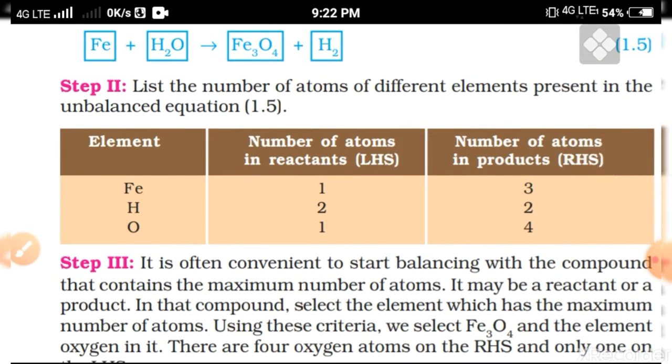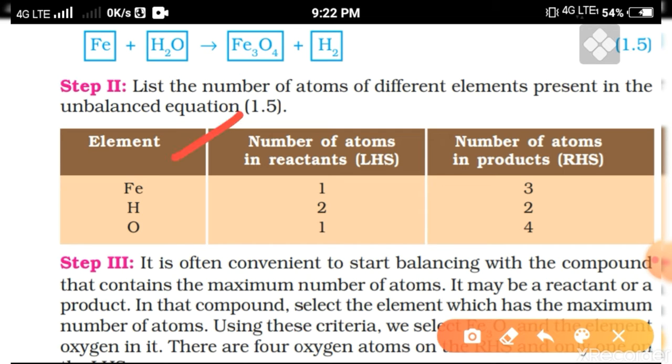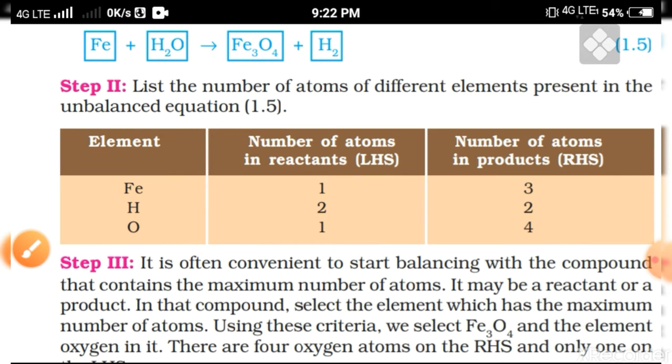Let's see here. The elements participating in the chemical reaction are iron, hydrogen, and oxygen. The number of atoms on the LHS side is iron 1, hydrogen 2, oxygen 1. On the product side, RHS, iron 3, hydrogen 2, and oxygen 4. The difference, the unequal atoms, is mainly iron and oxygen, so we have to balance iron and oxygen.